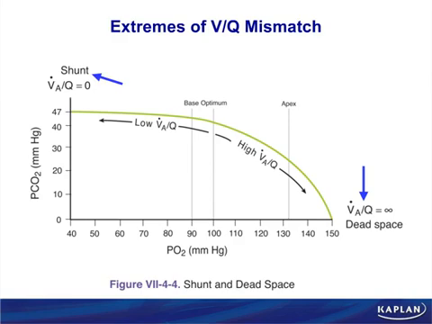If you can see on the graph, you see the line that says optimum. That would be perfect VQ matching, VQ 1. PO2 would be 100, PCO2 would be 40. The base is lower VQ. That's why there's less oxygen, more CO2. The apex is higher VQ. That's why we have higher oxygen and lower CO2.